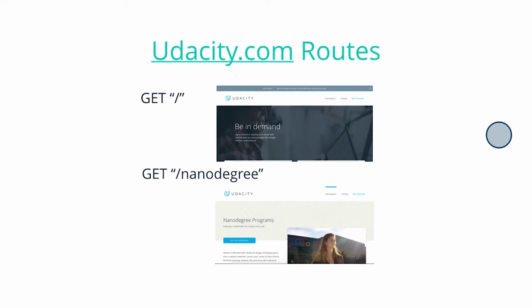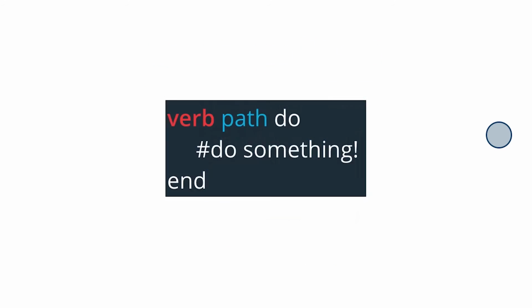So enough of all this conceptual stuff, let's dive into the actual syntax. How do we define a route using Sinatra? Well, it looks like this. So here's Ruby code, and the first bit is the verb of the request, so most of the time GET or POST. Then the second part is the path as a string, so /nanodegree, or often just /.